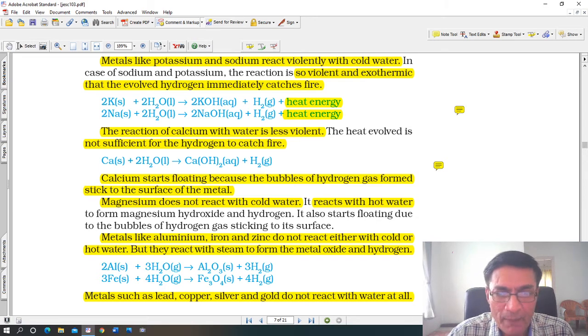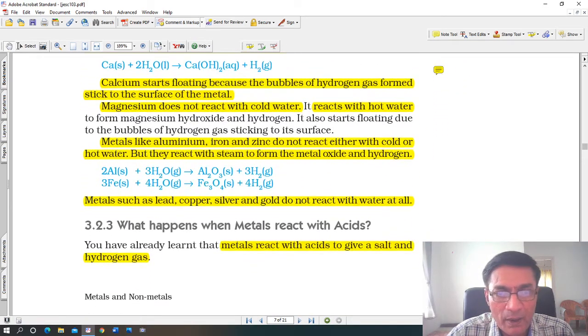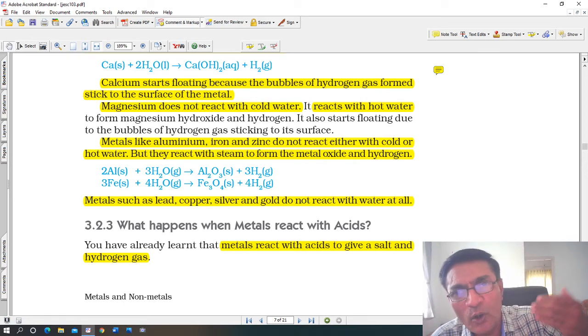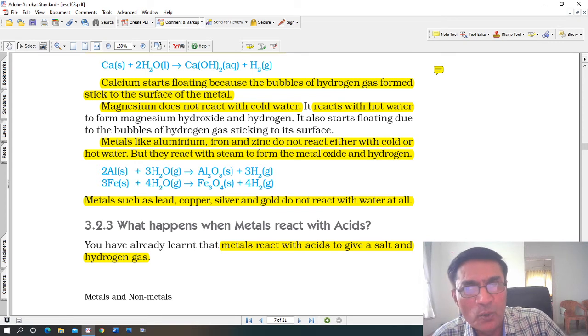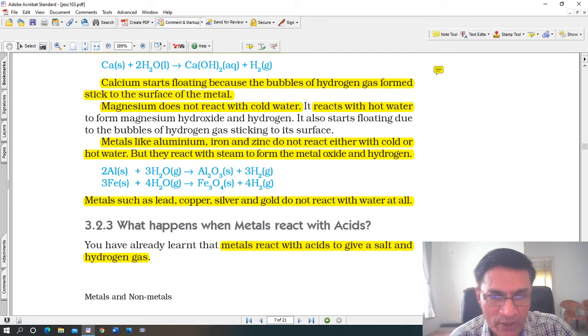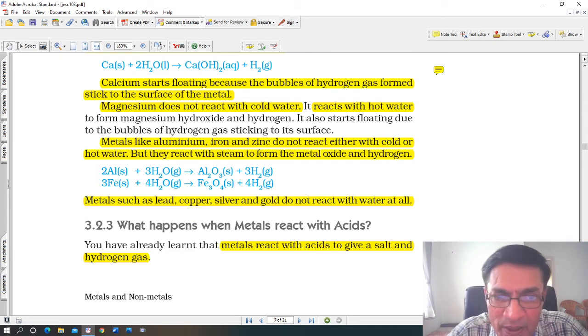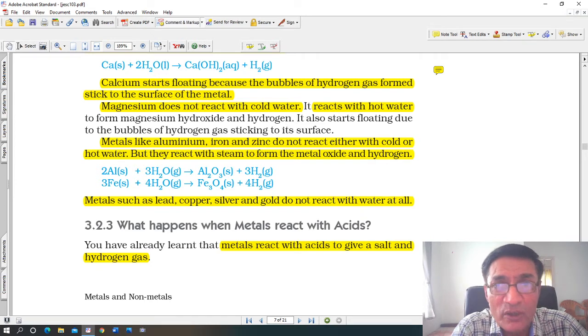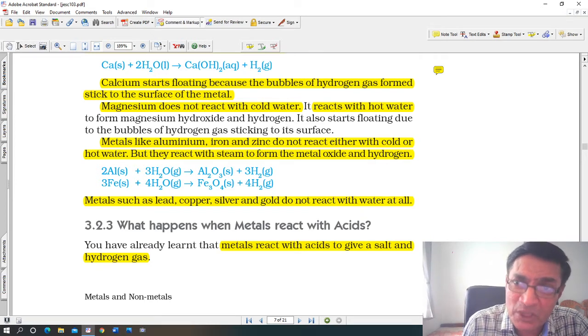Metals like aluminium, iron, zinc do not react either with cold water or with hot water, and therefore you cannot use zinc or iron to produce hydrogen gas, but they react with steam to form metal oxides and hydrogen. So look, the reaction of aluminium and iron with steam is important. This reaction is with water, but see the bracket where G is written, G for gas. Water as gas means steam.